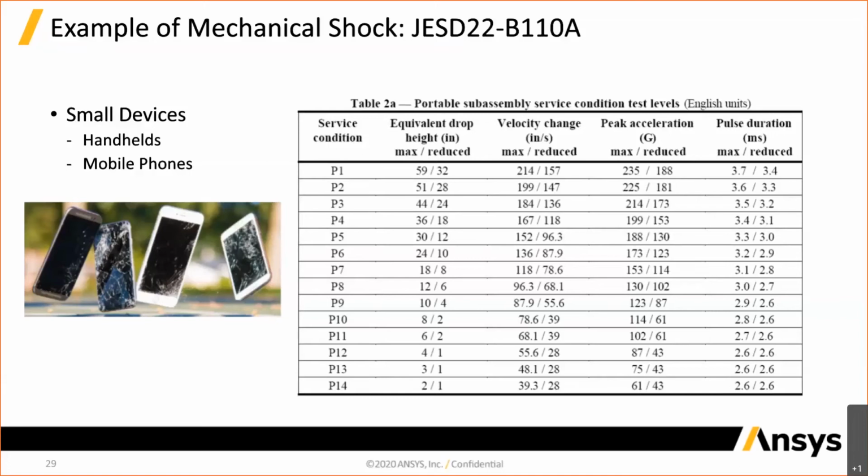Easily, anyways. You can do it as a full transient where you take the board or take your product and drop it and do it that way, or you do the quick way where you just put those impulse inputs right on the mounting points and do the shock that way. This is just for small stuff, the equivalence of a drop height and the G and duration of the shock that you would need to do.